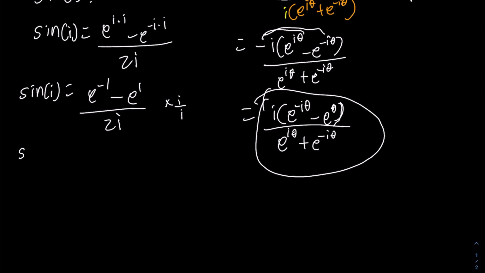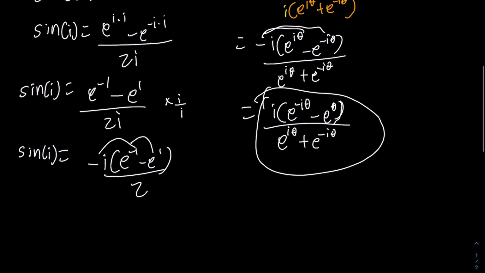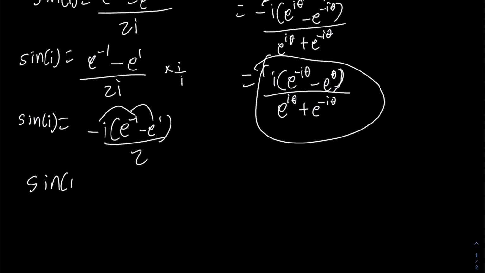We see that now sine of i is going to be equal to, and then we have this i squared is -1, so we have a negative, and then the i times e to the -1 minus e to the 1, e to the first power, all over 2. We can distribute this negative to each term, and we finally see that sine of i is equal to e to the first power, I'm keeping that first power for a reason, minus e to the -1, and then all over 2. And that's, of course, with an i factored out of everything here.